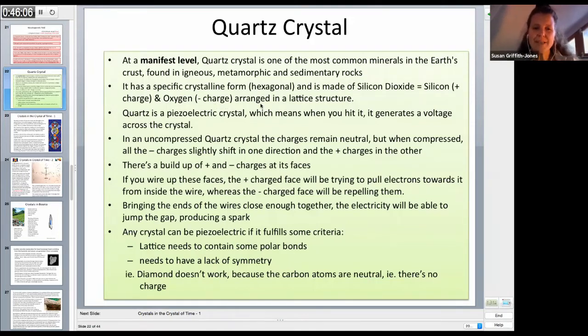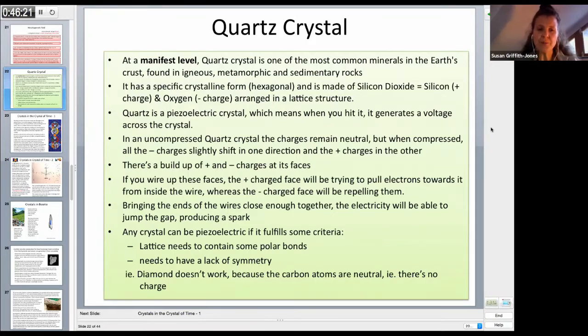Quartz is a piezoelectric crystal, which means when you hit it, it generates a voltage across the crystal. This is the important point. It needs to be impacted in order to create a voltage.